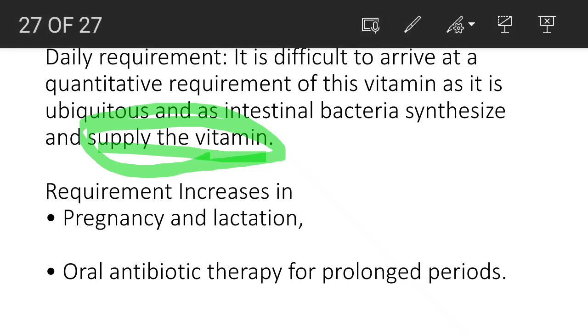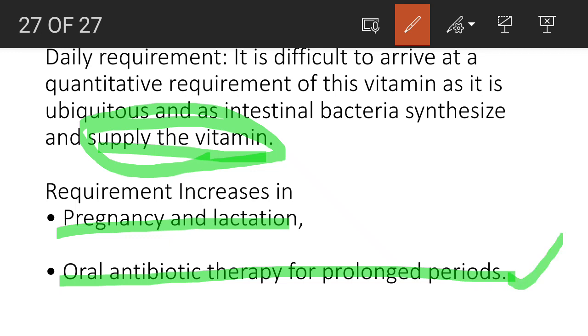But the requirement increases in cases of pregnancy and lactation, and oral antibiotic therapy for a prolonged period. People on oral antibiotic therapy might need extra vitamin B7. These statistics are based on studies showing that in pregnancy, lactation, or when people are administered oral antibiotics for a longer time, their requirement of vitamin B7 will increase.